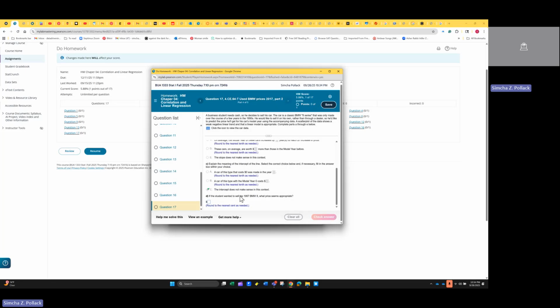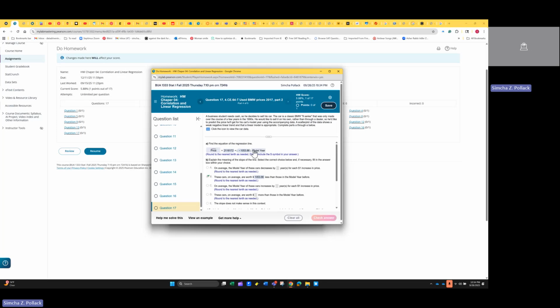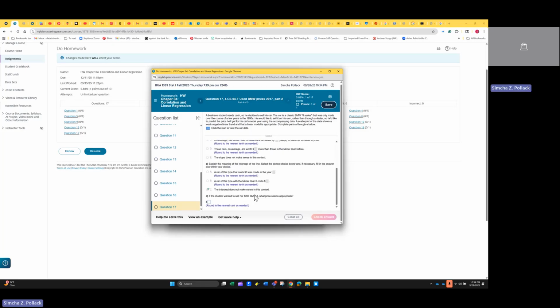Okay, moving on to if a student wanted to sell this, what price would be appropriate? 1997. So basically, you plug in for the model year 1997, you multiply 1997 times minus this, add it to this, in this case actually subtract it, and you'll get your answer. But you can use StatCrunch to do that more quickly. 1997. Let's go back to the StatCrunch.